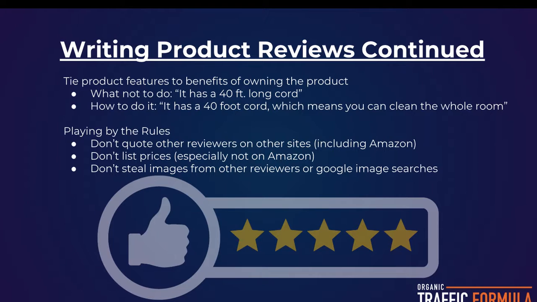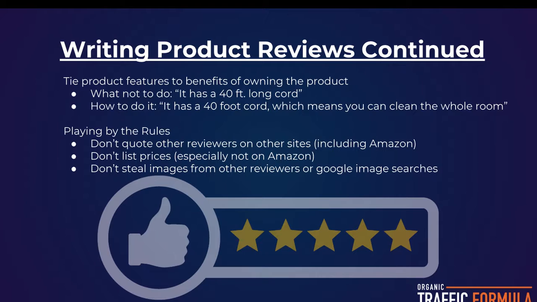So continuing that on, when you are writing about a product, remember, don't just put the list of features. You want to tie the features to the benefits. This is sales 101, but it's really helpful when you're writing. So the example we have here is, don't just say it has a 40-foot long cord. Instead, you might say it has a 40-foot cord, which means you can clean the whole room, or which is 10 feet longer than every other option, which only have a 30-foot cord. Something like that, where you're tying it back to why this matters.